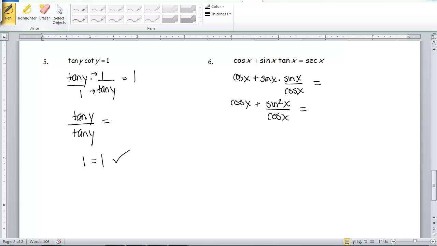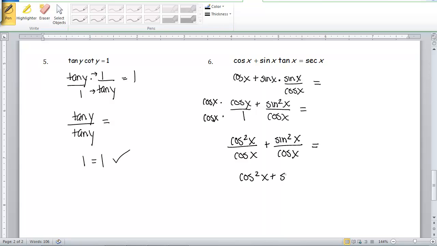If I go back through my list, I notice that I do have 2 terms, one being a fraction. So I want to get a common denominator so that I can have just 1 term and 1 fraction. That means I need to get each denominator to be cosine of x. So if I multiply top and bottom by cosine x, I actually get cosine squared over just cosine, plus the original sine squared over cosine that was there. And now because I have a common denominator, I can add the numerators.